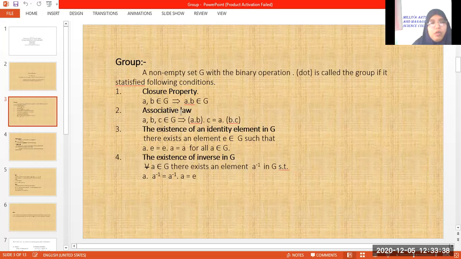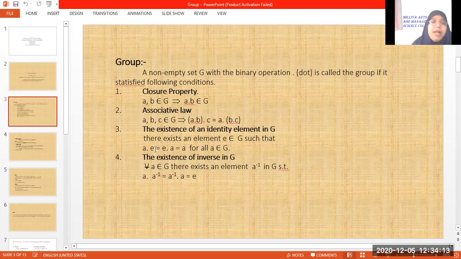Second is associative law. If A, B, C, three elements belong to G, then (A dot B) dot C is equal to A dot (B dot C). Third, the existence of an identity element in G. There exists an element E belonging to G such that A dot E is equal to E dot A is equal to A for all A belonging to G.